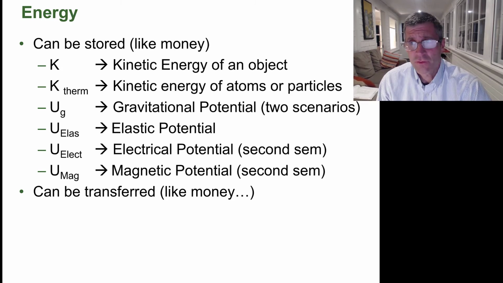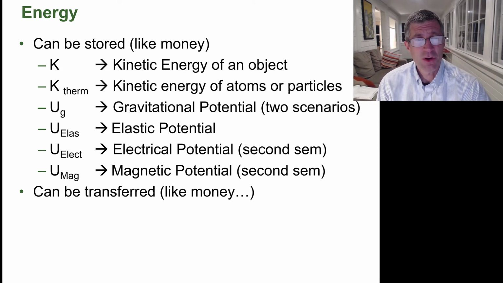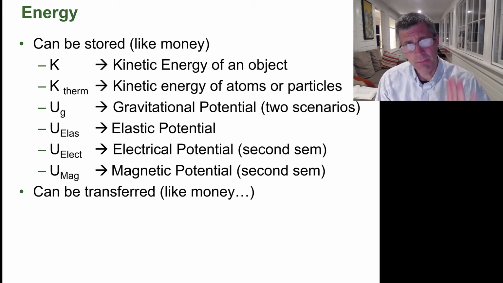So we can shuffle from kinetic energy to potential energy, right? So if I push a ball and it rolls up a hill, then I'm converting that ball's kinetic energy into potential energy. But how did that start? That started with me pushing, right?